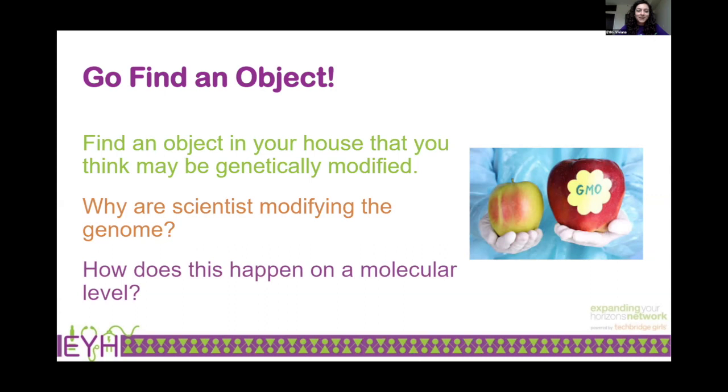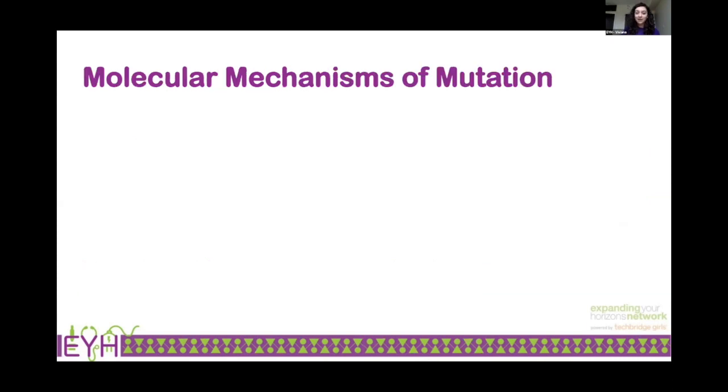And so our next discussion will involve how does this happen on a molecular level? So when we talk about genetic modification, what we're really talking about is mutation, or the concept of changing the DNA in order to bring about a change in the physical characteristic, like I said earlier, of a cell or a tissue or crop as a whole.